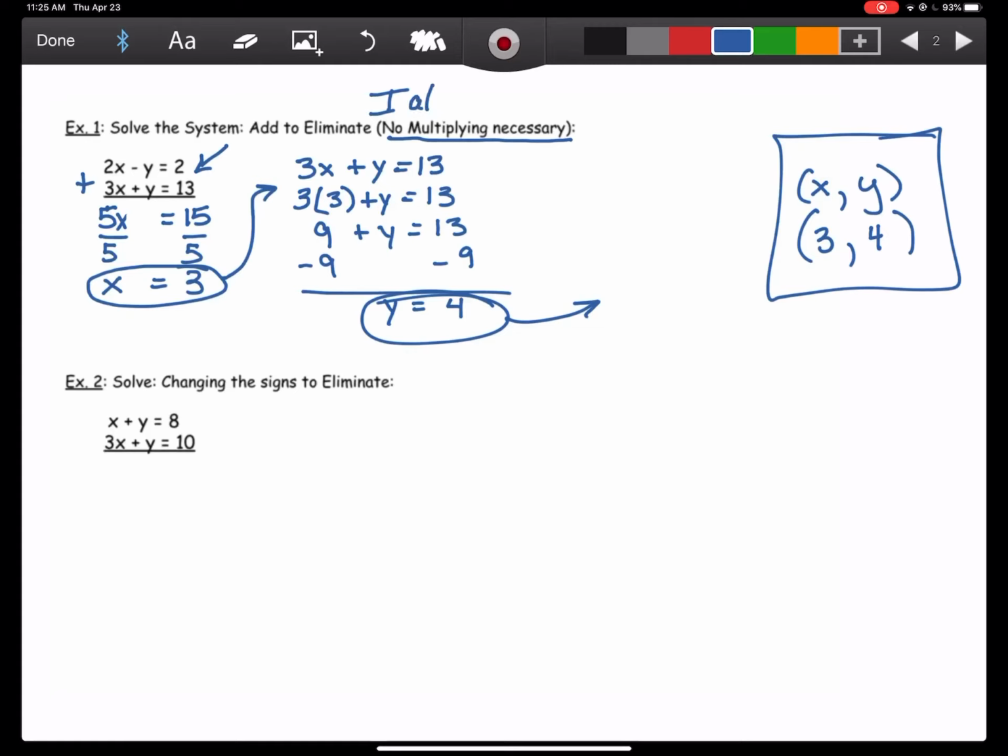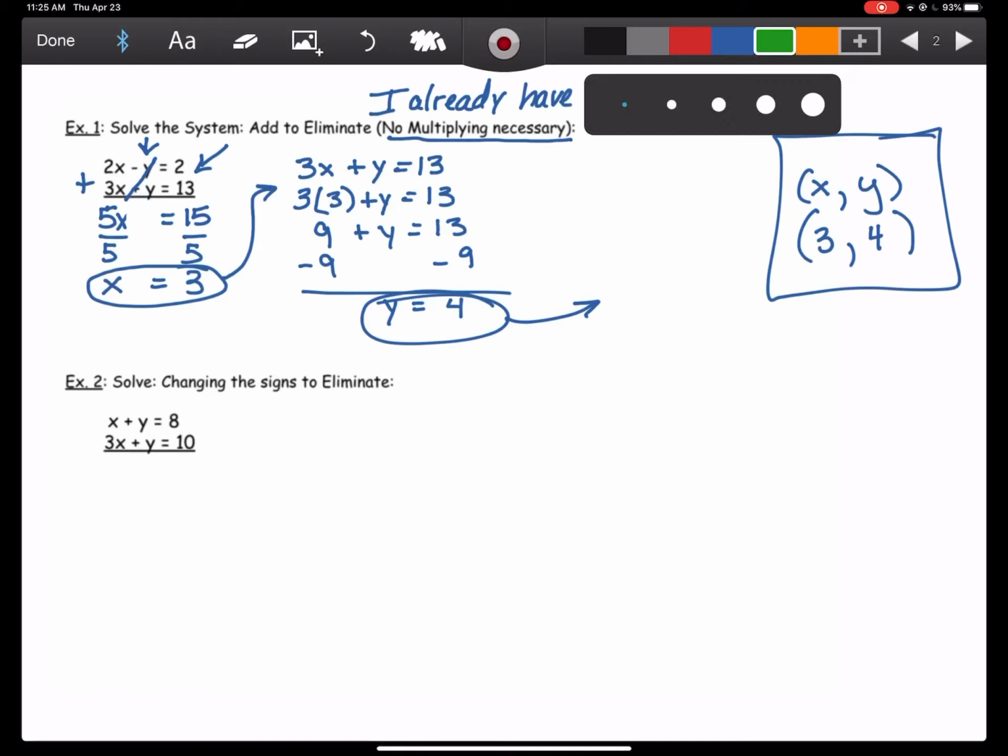I already have additive inverses. And that's the negative y and the positive y. And that's why they eliminate. Okay? All right, let's move on to the next question.